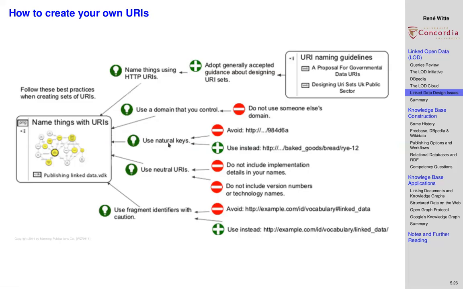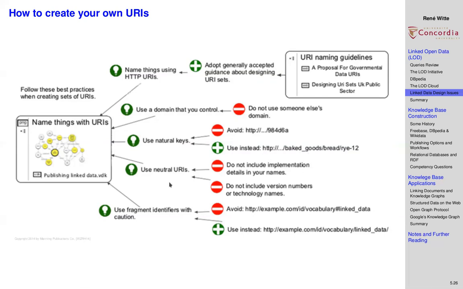When you make up the URIs, you should try to use some kind of natural key. This doesn't really have a technical reason. This is just easier for a human to understand, to debug, to query, and so on.